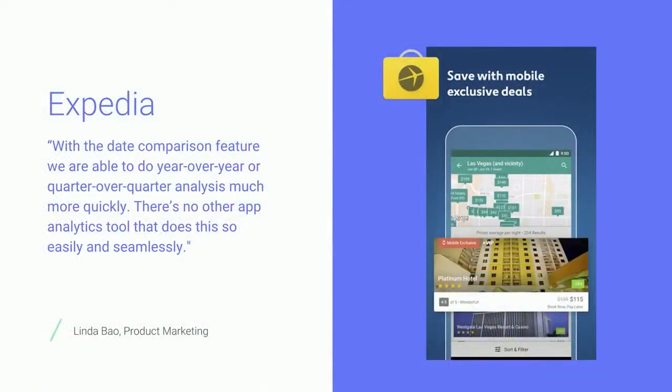So our partners at Expedia told us that they love this feature. They were actually able to do year-over-year or quarter-over-quarter comparison analysis very quickly and at a glance. And they said that there is no other app analytics tool that they know of that does this so easily and seamlessly.